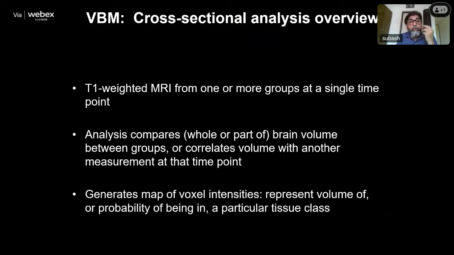So what you do, you create this. I told you earlier, we create T1 weighted MRI from one or more groups at a single time point. Then in analysis, you compare whole or part of brain volume between groups, or correlate volume with another measurement at that time point. So you can also do the internal structures.